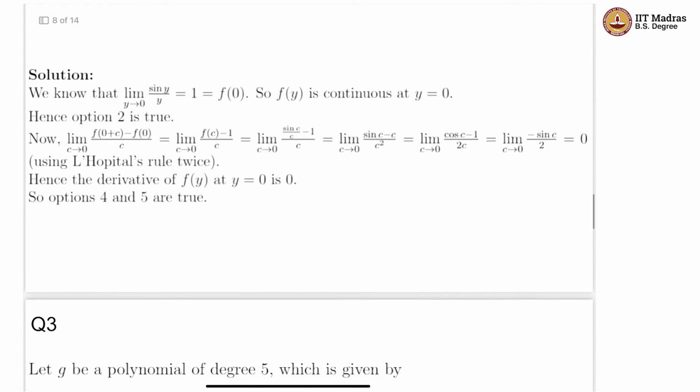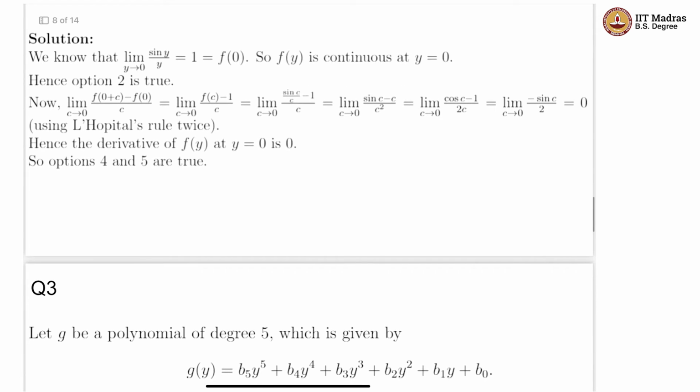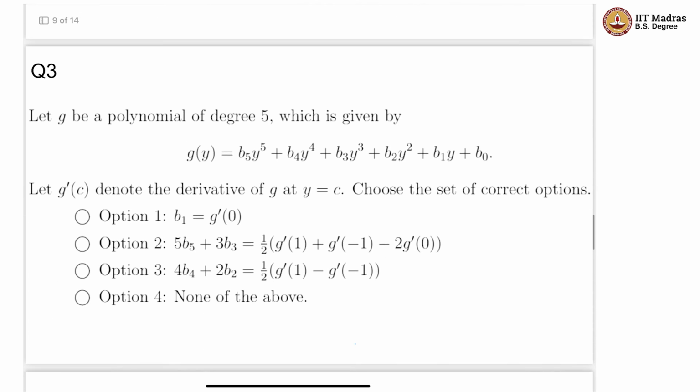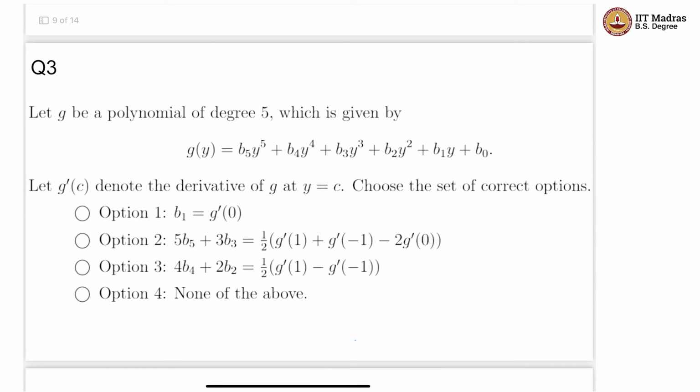This is the written version of the solution. You can go through the solution. This is the third question. We are given a function, particularly a polynomial of degree 5. So we have to conclude about those options.